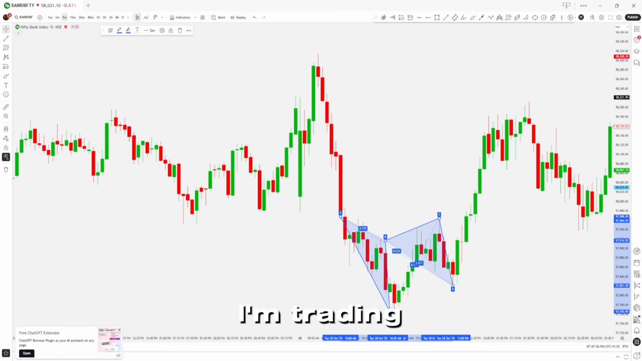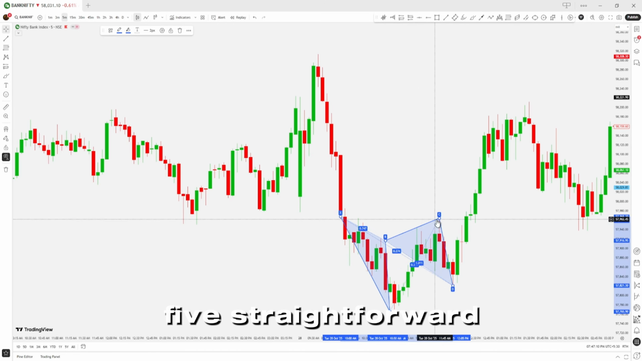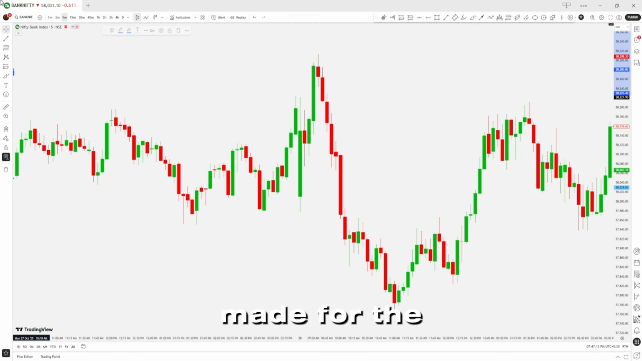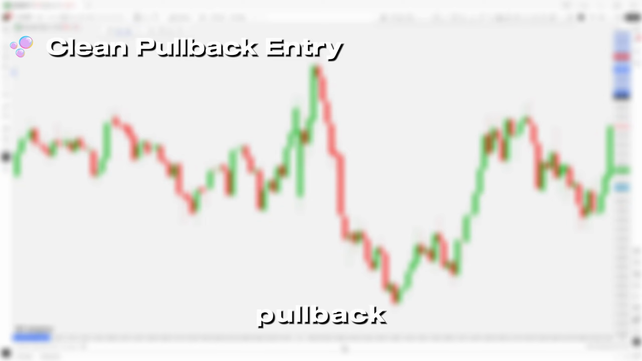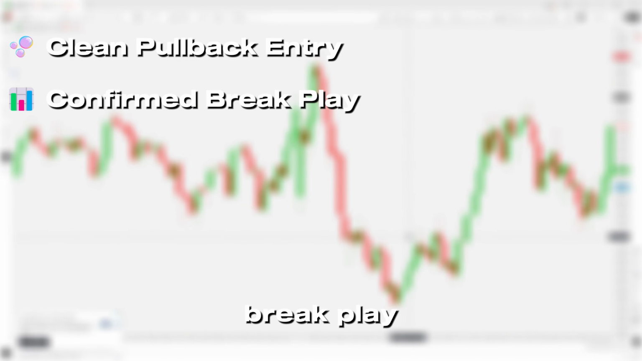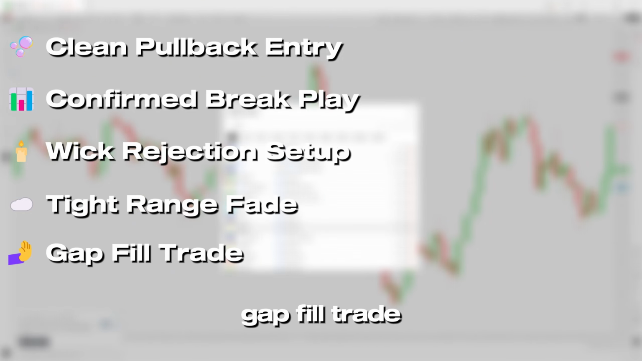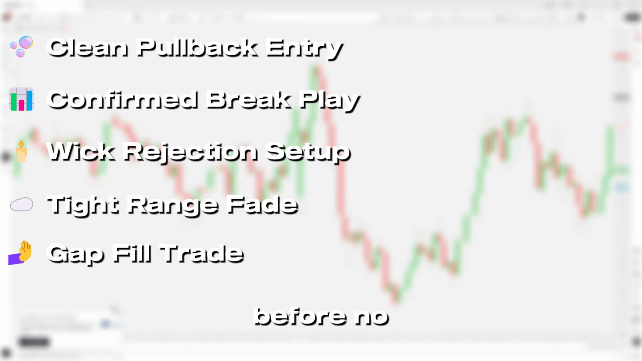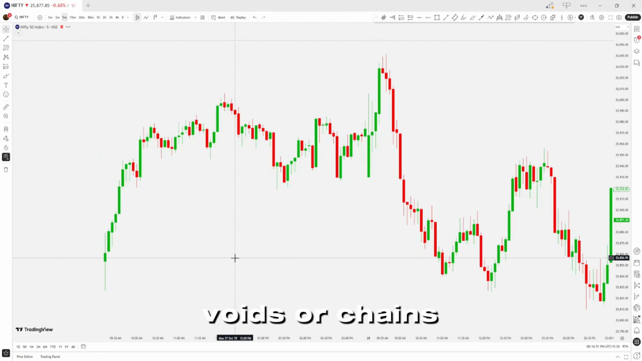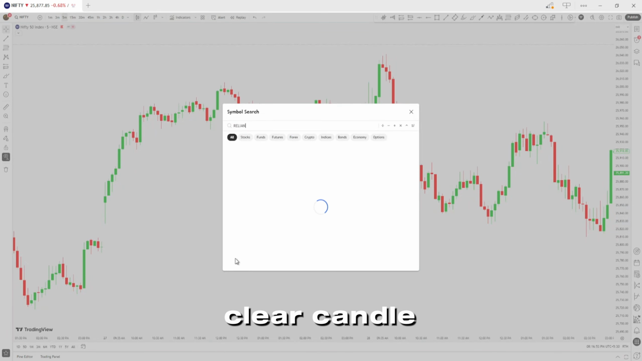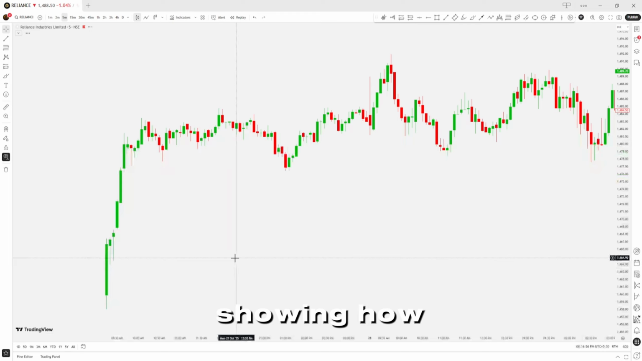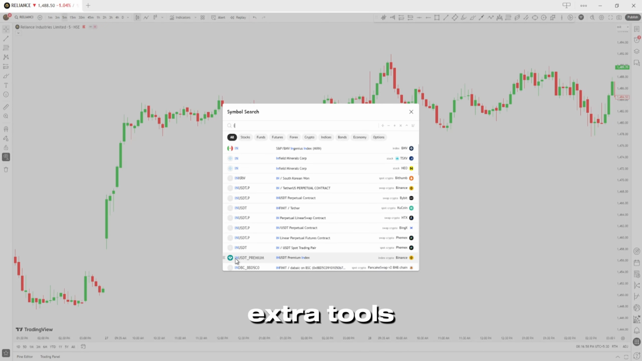I'm Trading Core, and in this 20-minute session, we're covering 5 straightforward price action setups made for the Indian market: the clean pullback entry, the confirmed break play, the wick rejection setup, the tight range fade, and the gap fill trade. Nothing from before. No swells, voids, or chains. These are all about clear candle looks and level tests, showing how big money sets up without extra tools.